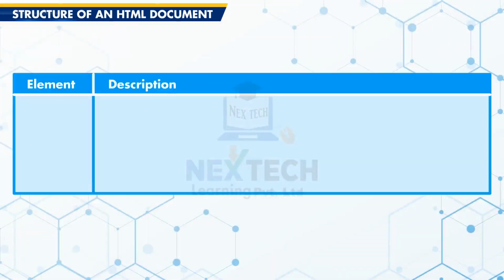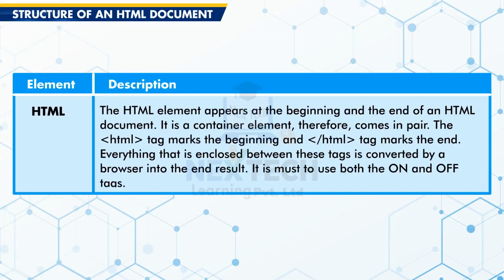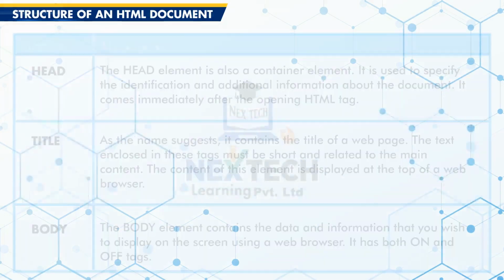Element description. HTML. The HTML element appears at the beginning and end of an HTML document. It is a container element, therefore it comes in a pair. The opening HTML tag marks the beginning and the closing HTML tag marks the end. Everything that is enclosed between these tags is converted by a browser into the end result. It is a must to use both the on and off tags.